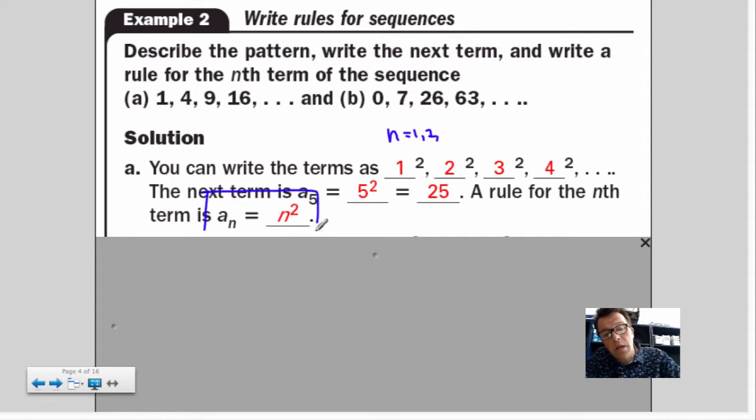So you need to not only figure out the rule, but know how to present it, meaning a sub n, and again, this is just notation. This is saying all the terms, n going from 1 to 2 to 3 to 4 to dot, dot, dot, could go on forever. And we're squaring it, so it's n squared.